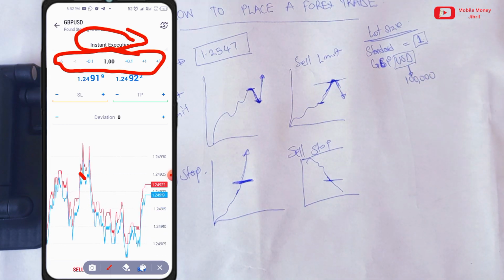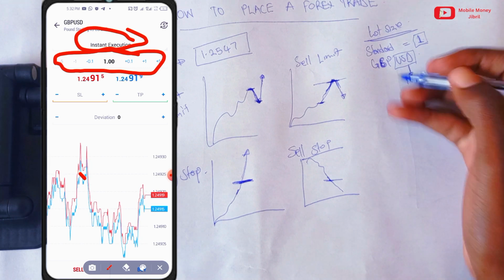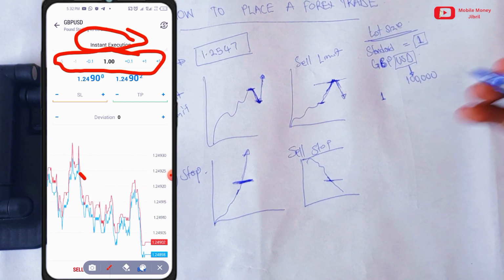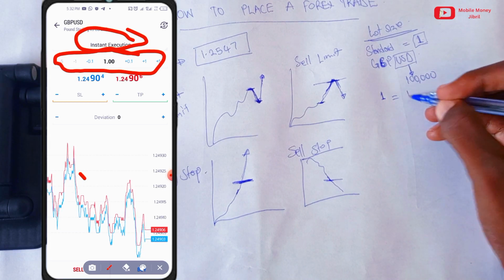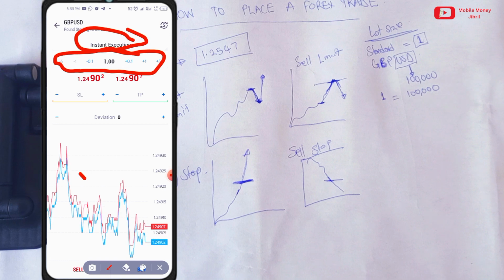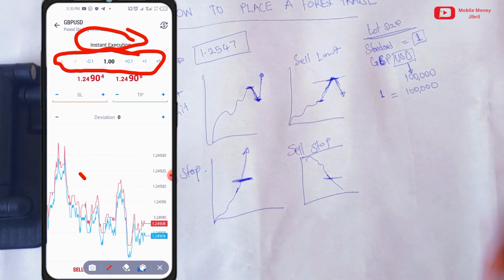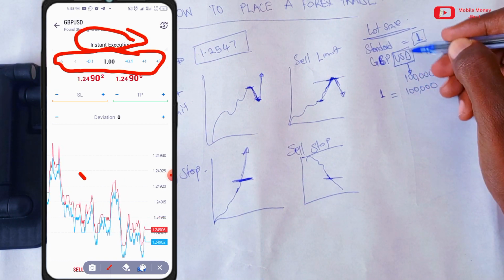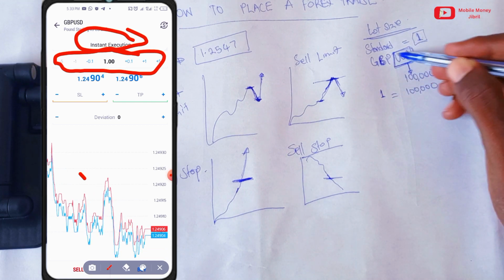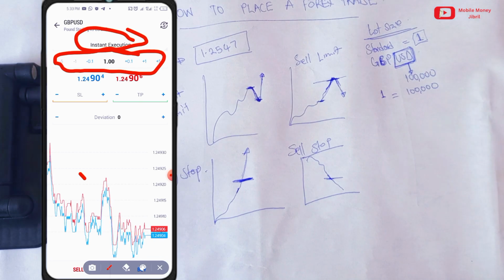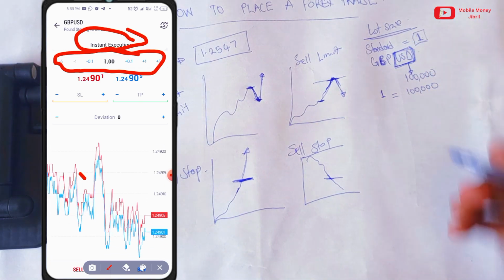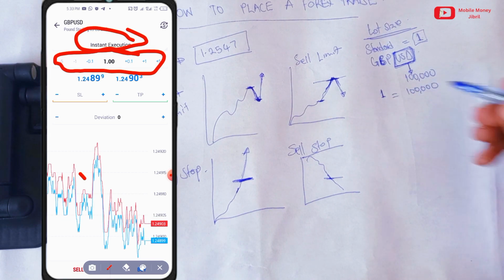So when you are talking about lot sizes, that one standard lot size that you are seeing here represents 100,000 units of the second currency in your currency pair, and in this case it is USD. So I'm going to be using dollars here, referring to pairs that have USD as their second currency. So one lot size is equal to 100,000.